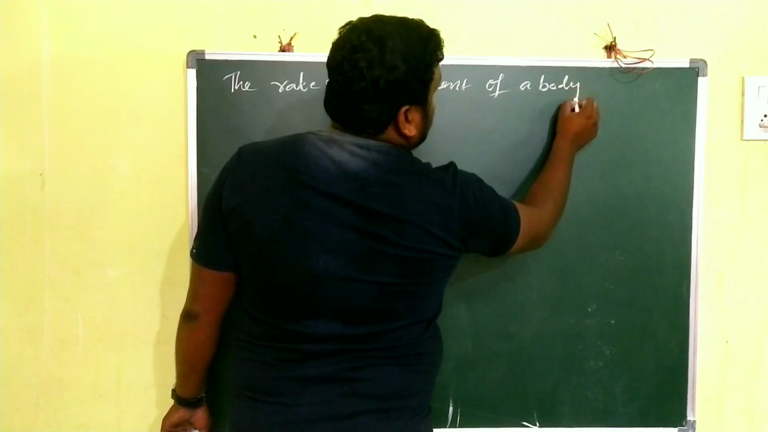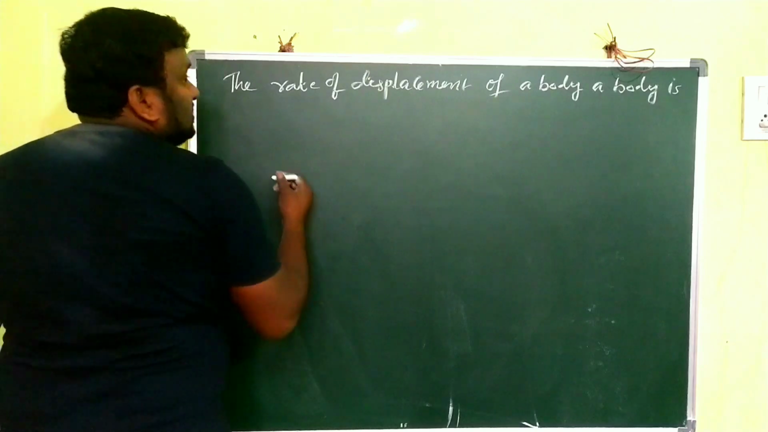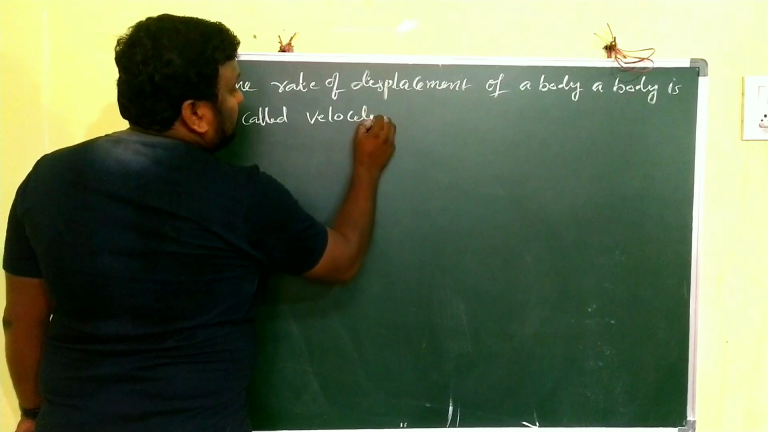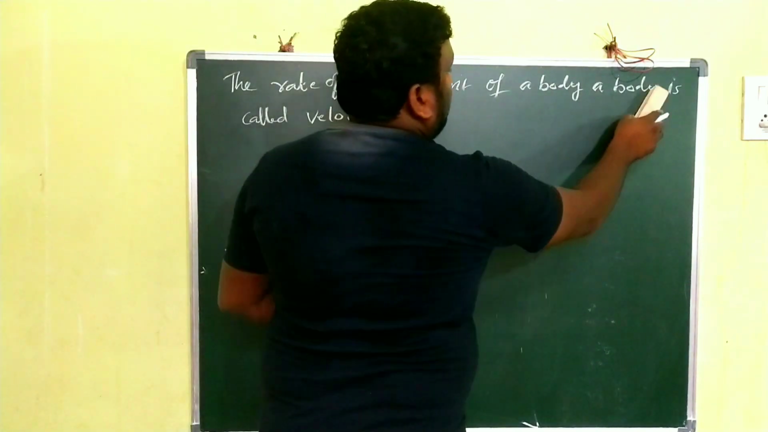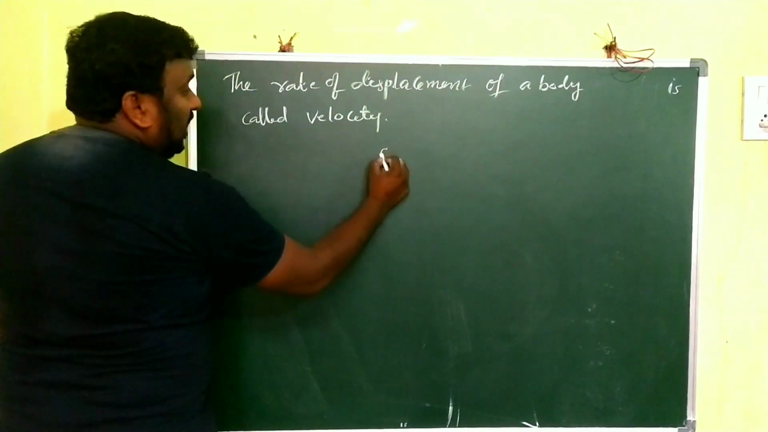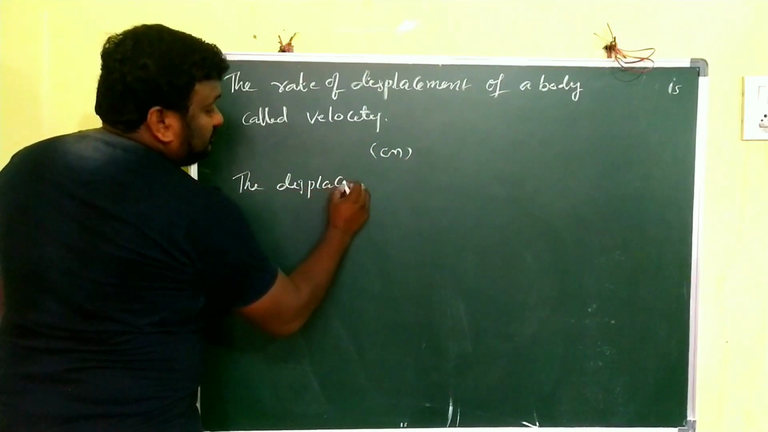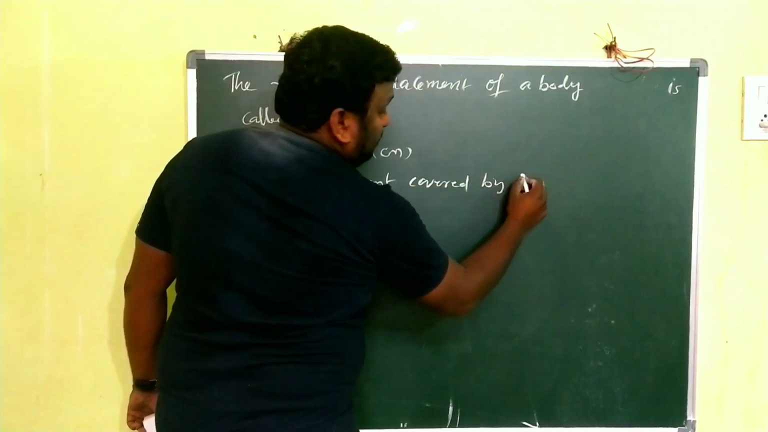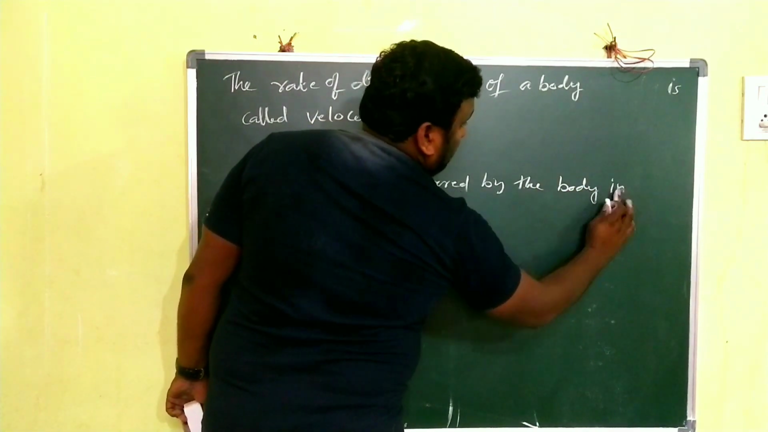The rate of displacement of a body is called velocity. Or we have another definition. What is that? The displacement covered by the body in or per unit time.